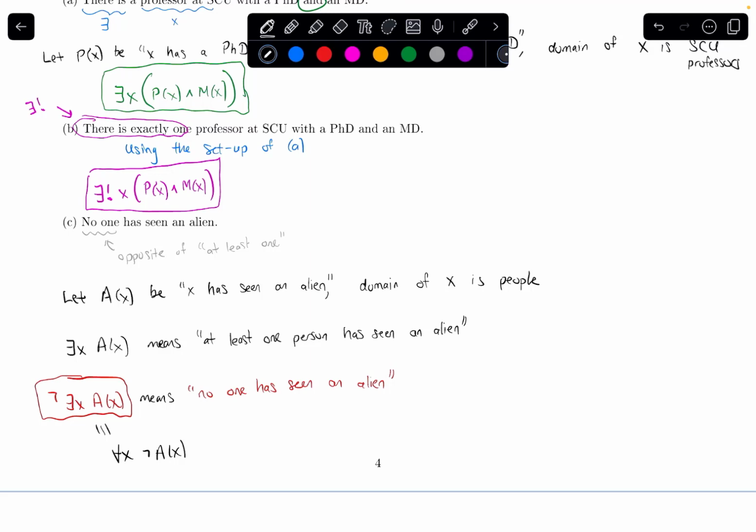So this would be saying for all x, for all people out there, it's not the case that that person has seen an alien. That's the same thing as saying no one has seen an alien. Okay, so that would be another equivalent way to write the answer.